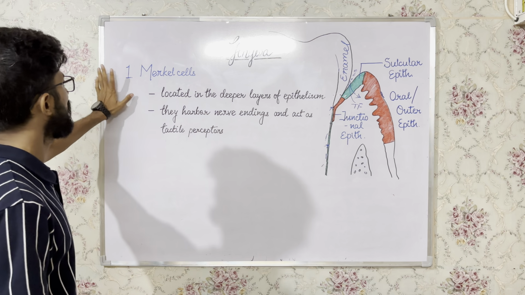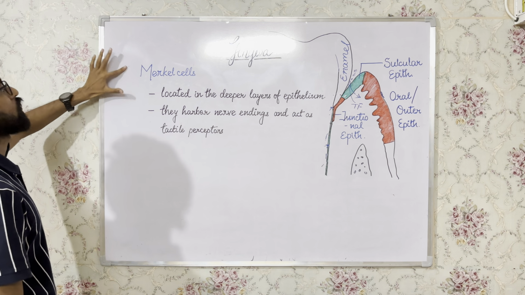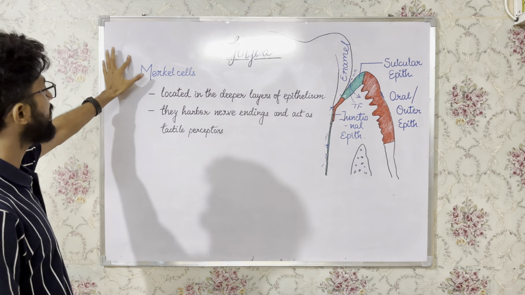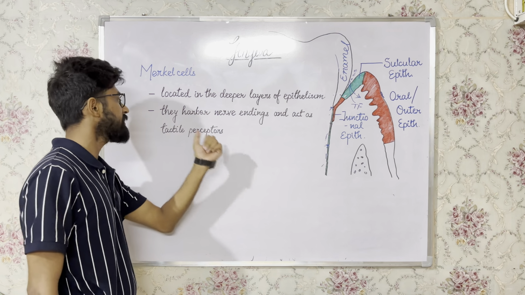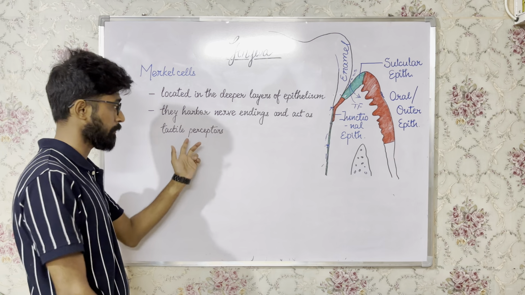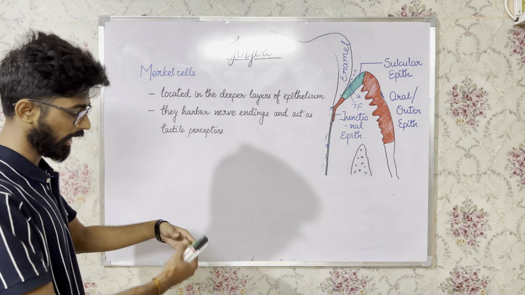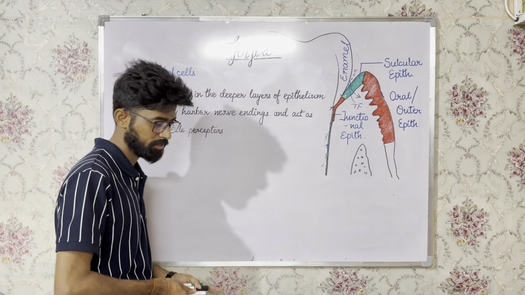So next is the Merkel cells, right? So Merkel cells are located in the deeper layers of epithelium. They harbor nerve endings and act as tactile perceptors. Okay, they act as tactile perceptors or touch perceptors.